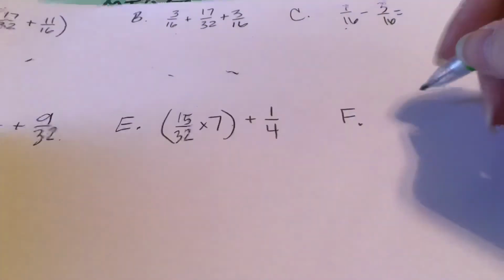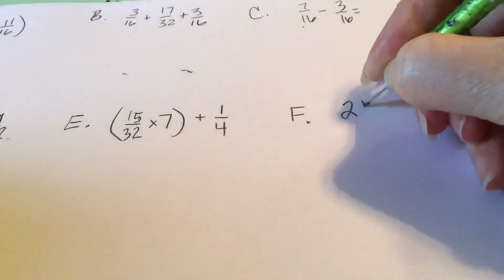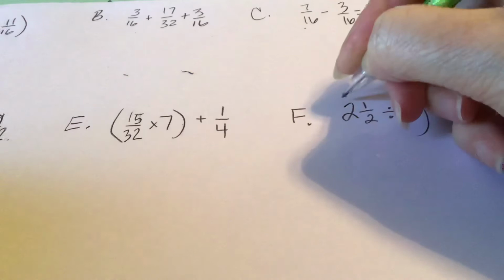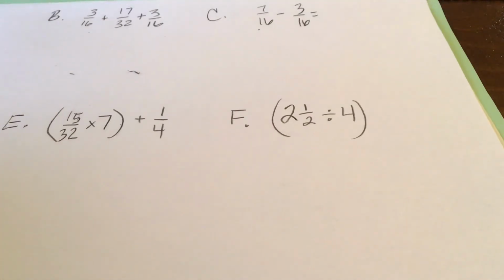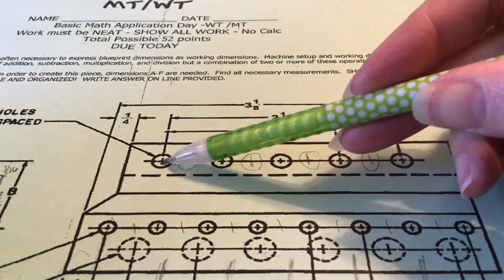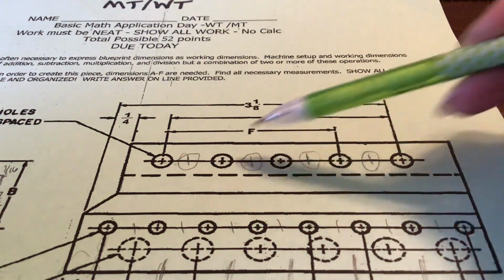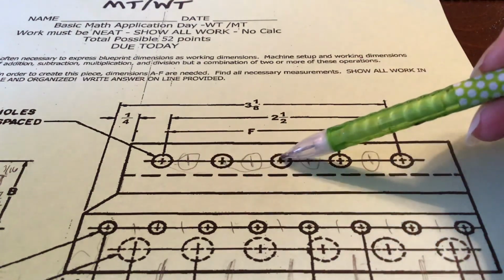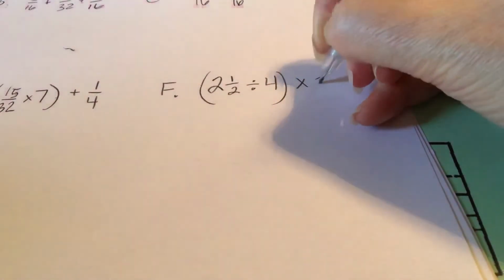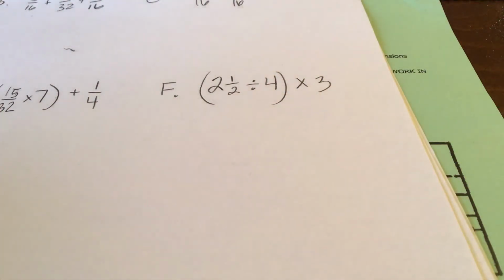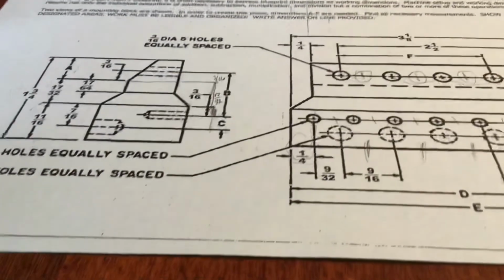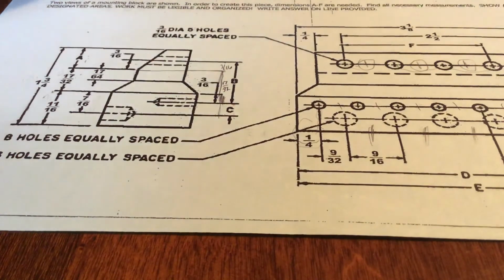So we would do 2.5 divided by 4. And that gives us what one section is. F is talking about 3 spaces, 1, 2, 3. We would just multiply this answer by 3. Okay? I hope this helps you understand this layout problem with the blueprint and the fractions.